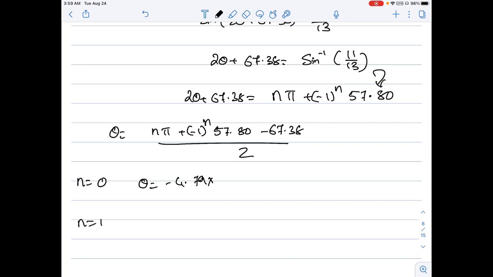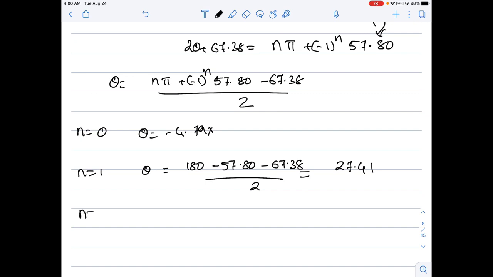So if I take n is equal to 1, it becomes 1 times 180 minus 57.80 minus 67.38 divided by 2. It should be giving me 27.41, to 2 decimal places. That's going to be the correct answer.